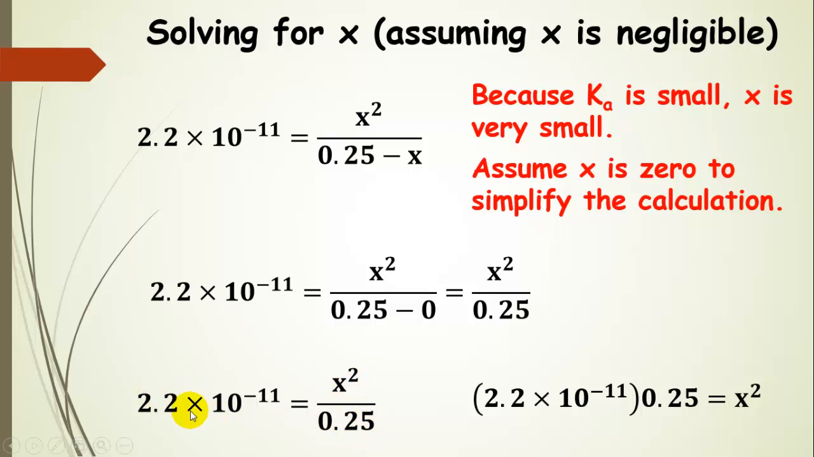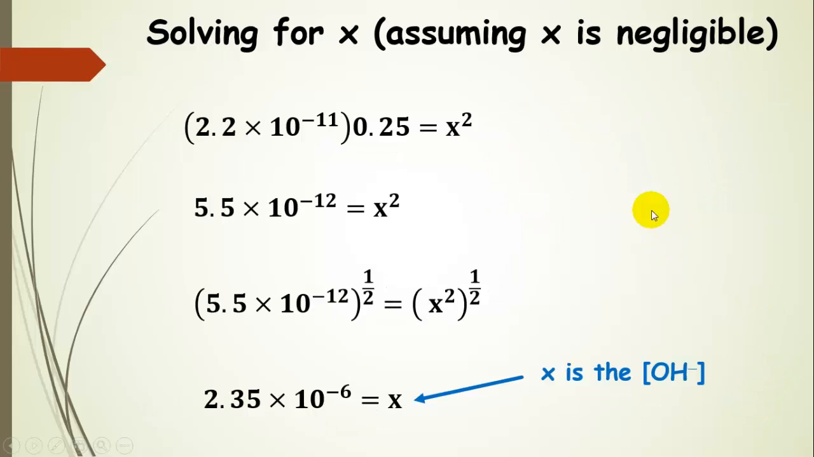So 0.25 times 2.2 times 10 to the negative 11, and that's equal to X squared. When we do that multiplication, we're going to end up with 5.5 times 10 to the negative 12. When we take the square root of both sides, then we're going to end up with 2.35 times 10 to the negative 6, and that's equal to X. And you can see that X is actually really small. That's a very small number. And also remember that this X is the hydroxide ion concentration.